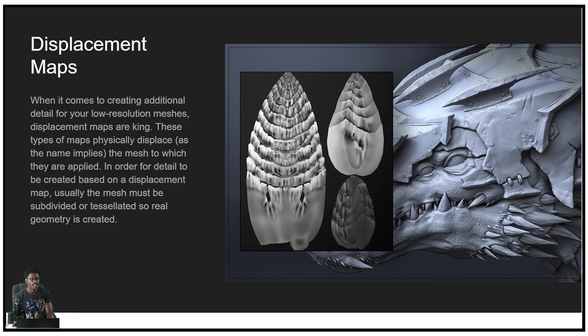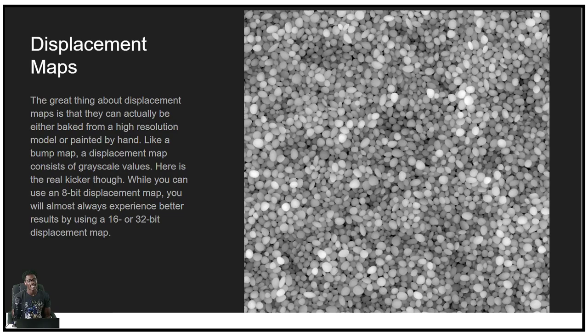All right. So, displacement map. The great thing about displacement maps is that they can actually be either baked from a high-resolution map or painted by hand. Like a bump map, a displacement map consists of grayscale values. Here is the real kicker, though. While you can use an 8-bit displacement map, you will almost always experience better results by using a 16 or 32 bit displacement map, because you're going to have more color information and better resolution. It's plain and simple. You have much more bit depth information. There's a much wider value range, a much wider color range in 32 bits than you have in 8 bits.